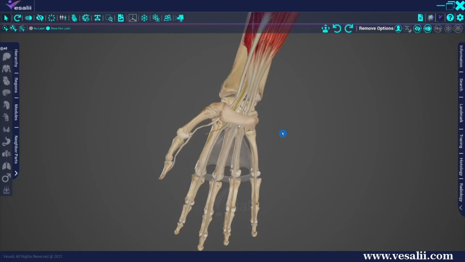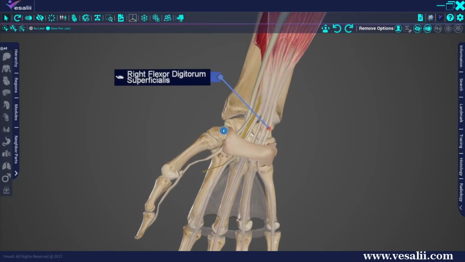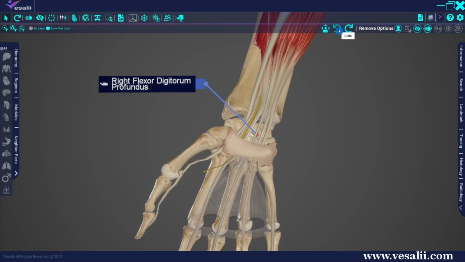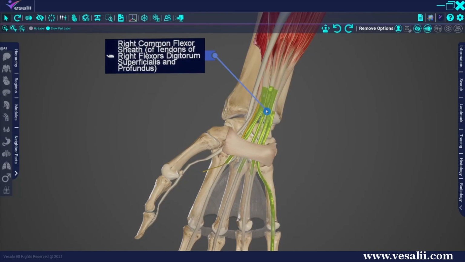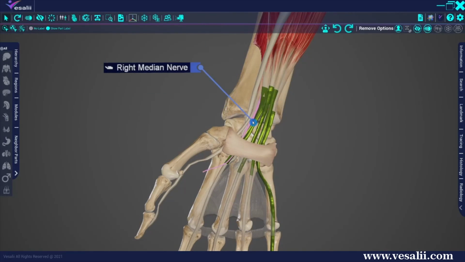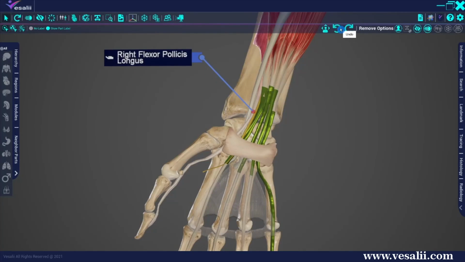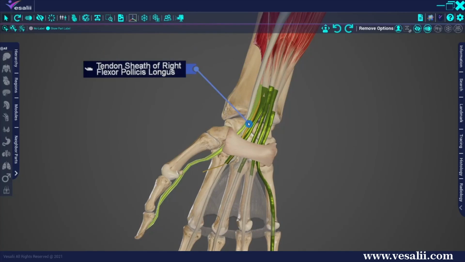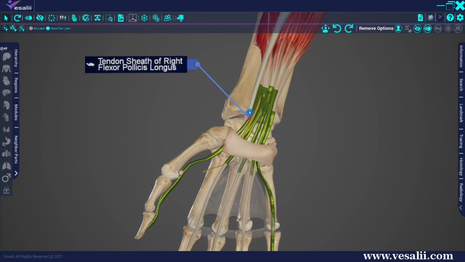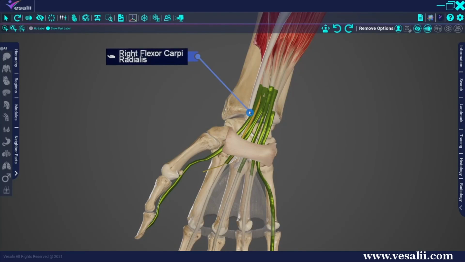The structures that pass deep or beneath the flexor retinaculum from medial to lateral are the tendon of flexor digitorum superficialis and deep to it, the tendon of flexor digitorum profundus, both of which share a common synovial sheath, the median nerve, the tendon of flexor pollicis longus, which is surrounded by its own synovial sheath, and finally the tendon of flexor carpi radialis.